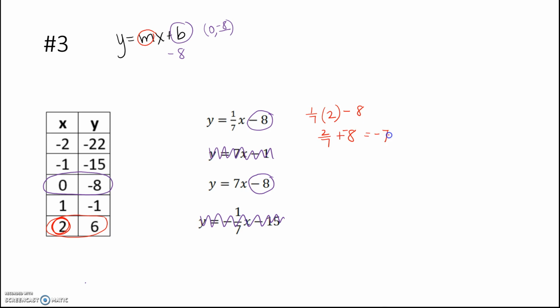It's going to be -7 5/7. Well, that certainly is not 6. So let's go down to the next equation. 7, I'm going to plug in my x, 2 minus 8. So 7 times 2 is 14. 14 minus 8 is 6. That matches my table.